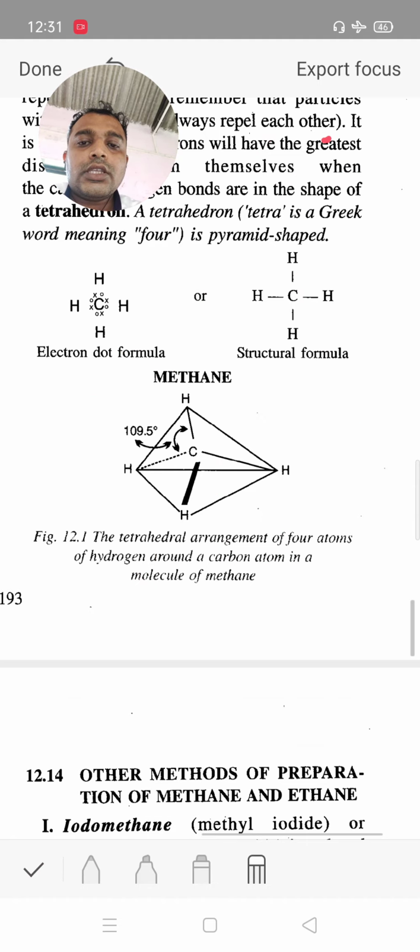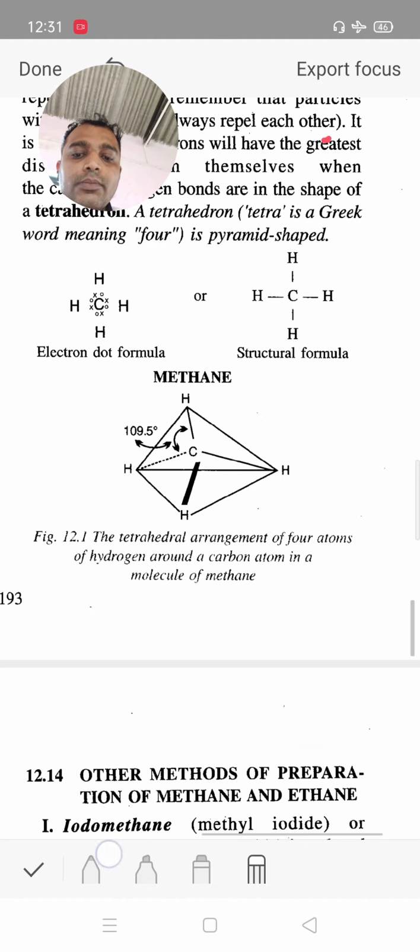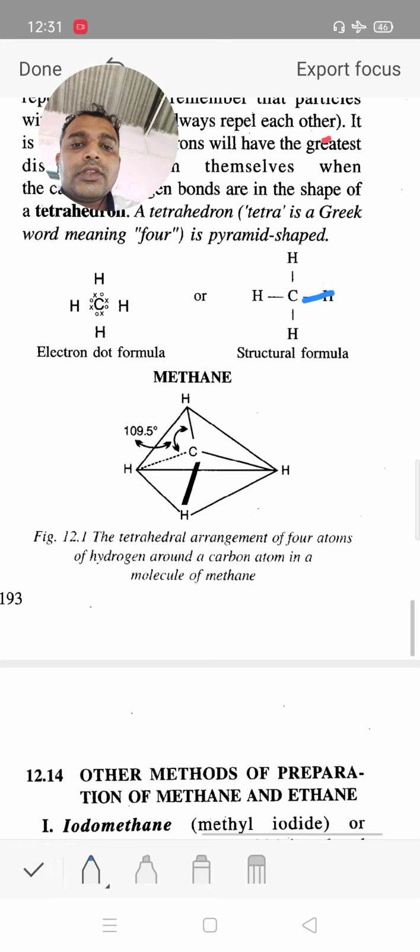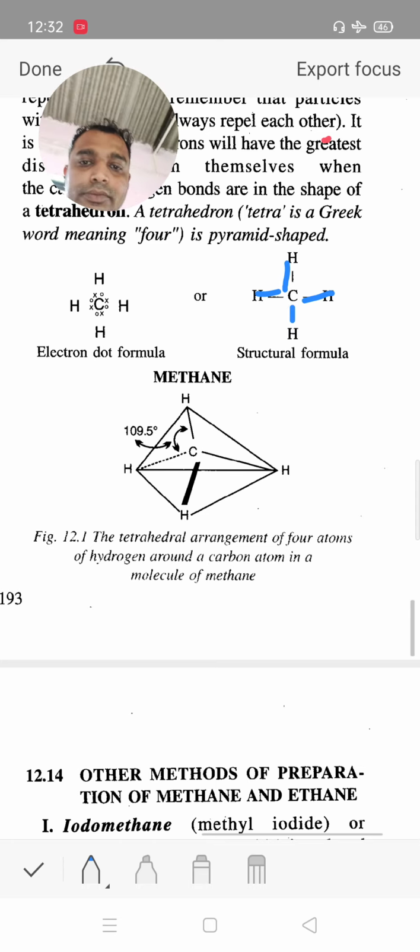Now this dot and cross form a single bond, dot and cross form a single bond, and so on, giving the formation of 4 covalent bonds.